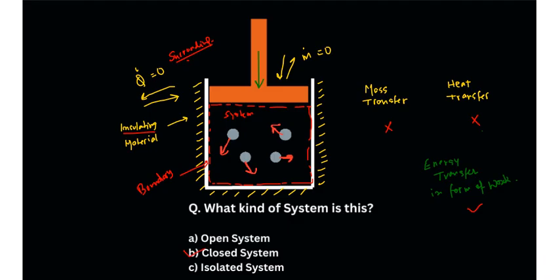The point that I want to make here is that while looking at a system, whether it is closed, open, or isolated, we have to look at three things. Is mass transfer possible? Is heat transfer possible? Is energy transfer through work or any other form possible?